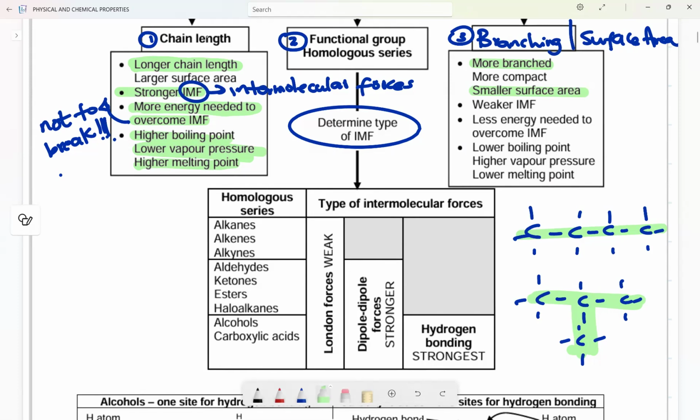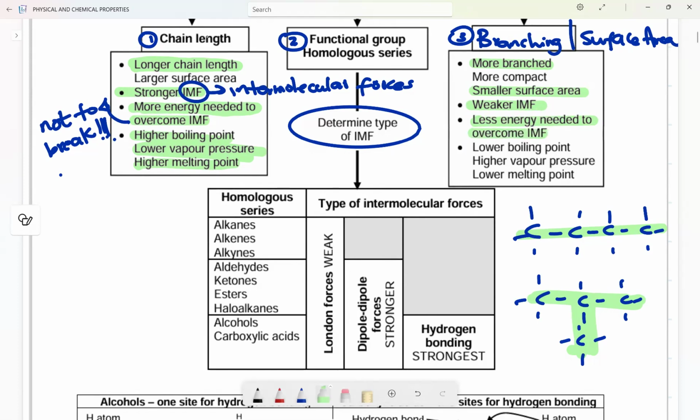So now, if you reduce the surface area, or if you introduce more branches, we are going to cause weaker molecular forces. We are going to reduce the strength of the intermolecular forces, because we want the chain to be long so that it has stronger intermolecular forces. Remember, if intermolecular forces are weak, we need less energy to overcome the intermolecular forces. Less energy needed to overcome, not to break.